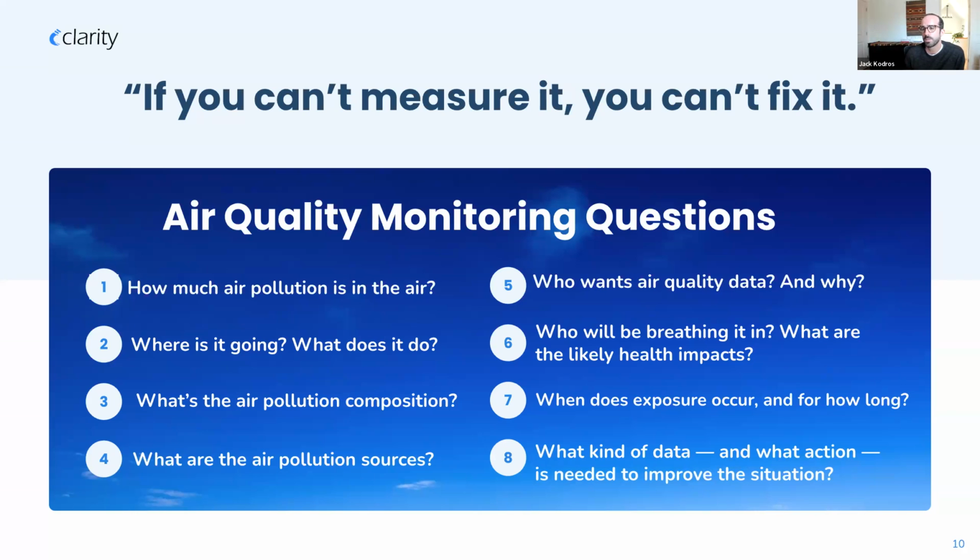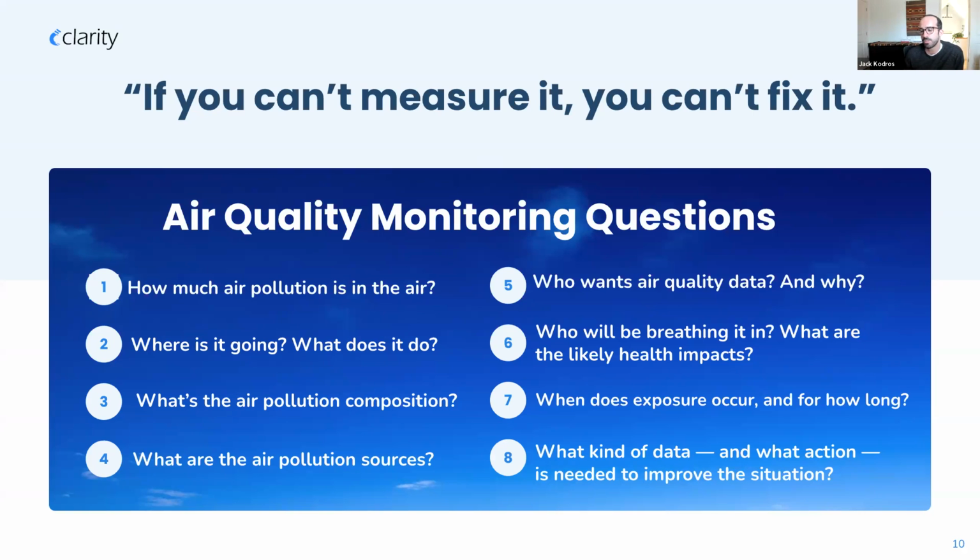5, who wants the air quality data and why? This is really important in terms of communication and outreach and how we understand the data and what data we might want to provide. 6, who will be breathing it in? Is it people we expect to be more susceptible to the health outcomes of air pollution? Is it people in disadvantaged communities? Are there questions of environmental justice we need to consider?